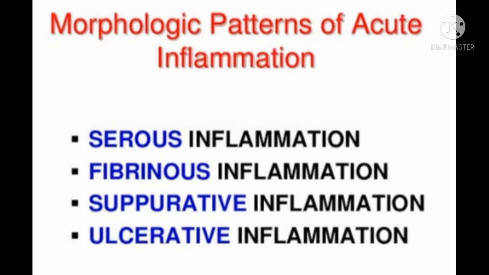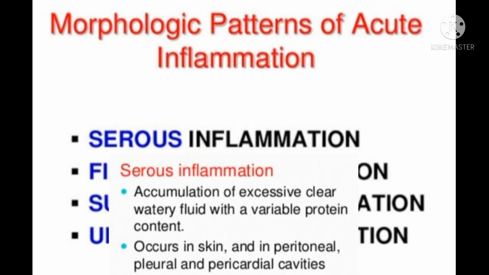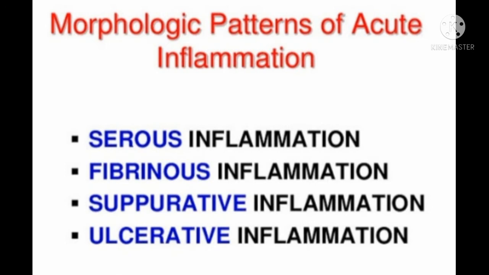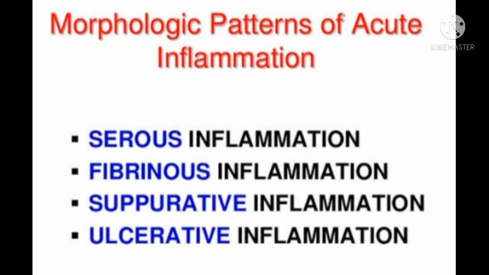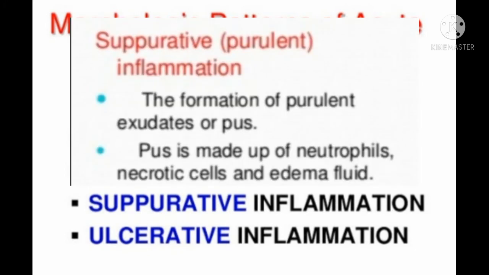Morphologic patterns of acute inflammation: serous inflammation, accumulation of excessive clear watery fluid with a variable protein content, occurs in skin and in peritoneal, pleural and pericardial cavities. Fibrinous inflammation: large amounts of fibrinogen pass the vessel wall and fibrin is formed in the fluid exudate of the extracellular space. Suppurative inflammation: the formation of pus. Pus is made up of neutrophils, necrotic cells and edema fluid.